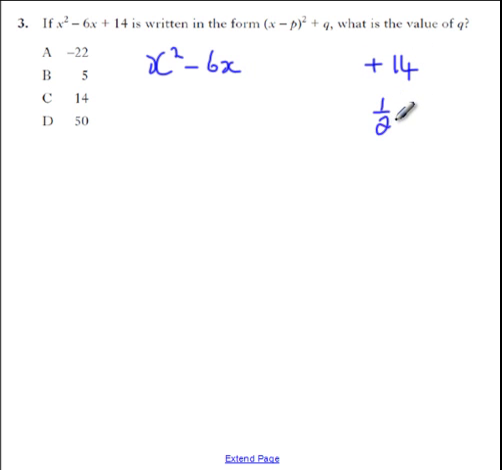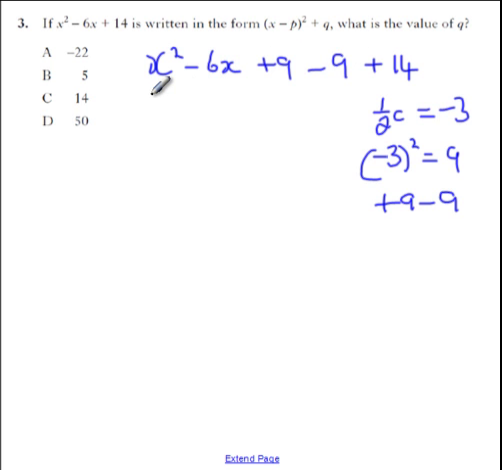We take half the coefficient of the x term, so that's half of negative 6 is negative 3. We then square that. Negative 3 squared is 9. I'm then going to place plus 9 minus 9 after the negative 6x.